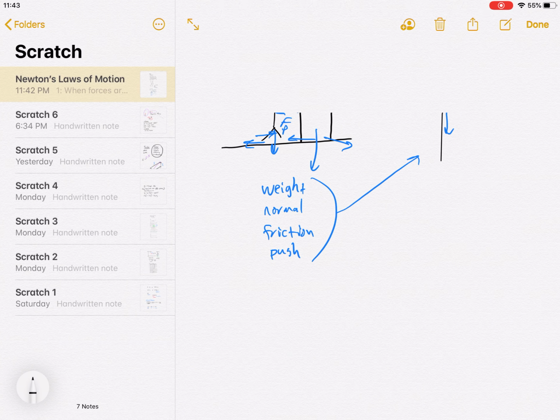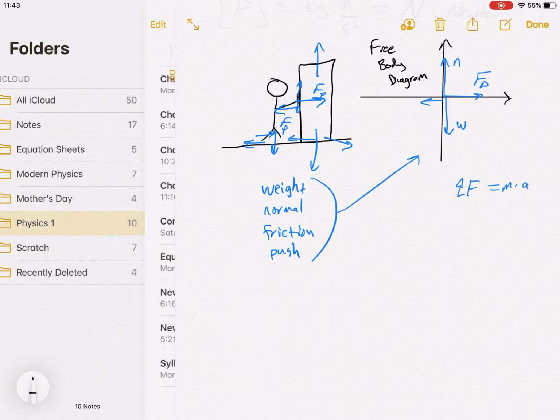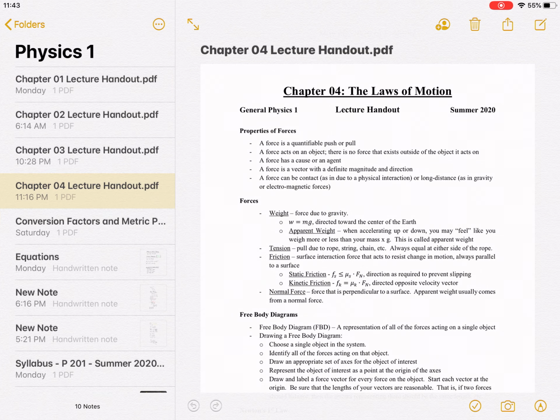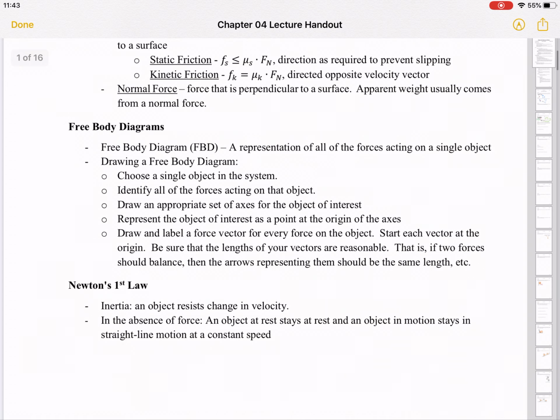And in fact, the lecture handout here has a nice description of the process for building a free body diagram. So choose a single object, identify all the forces on it, draw some axes. So I drew this guided by the horizontalness of the ground, right? But you could imagine, if you're on an incline, you might want to tilt the axes for the free body diagram. In fact, there's really only one specific example I can think of where I don't tilt the axes when there is an incline, but we'll get to that in a future chapter.